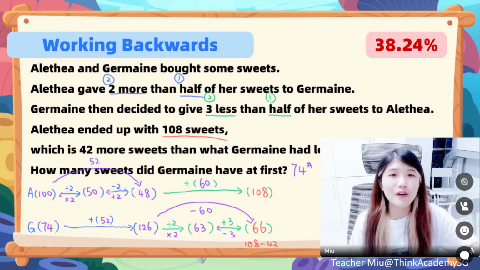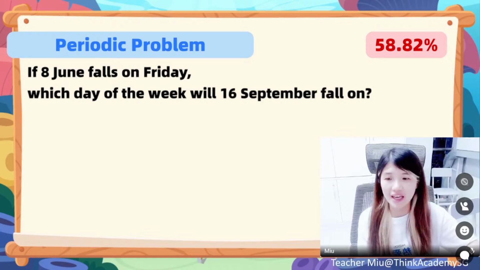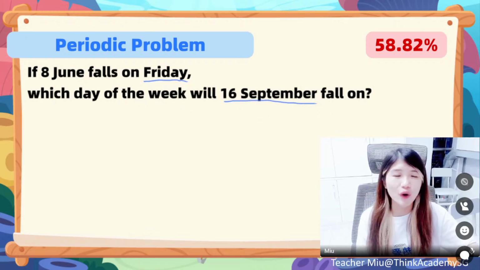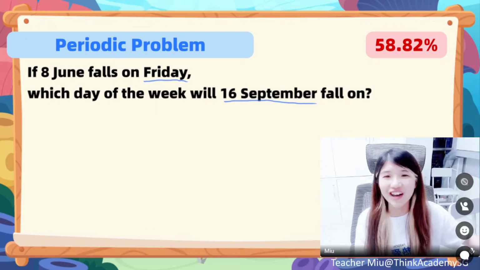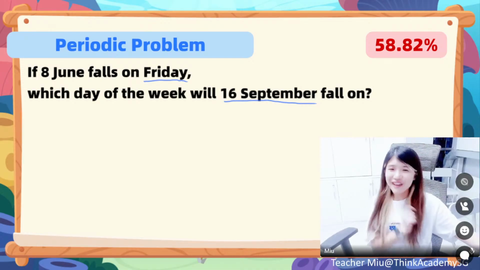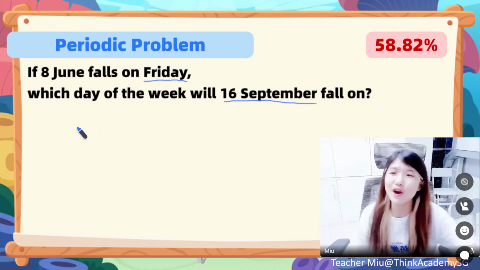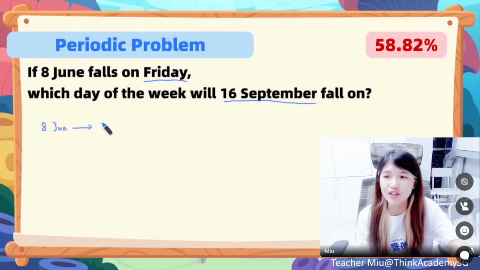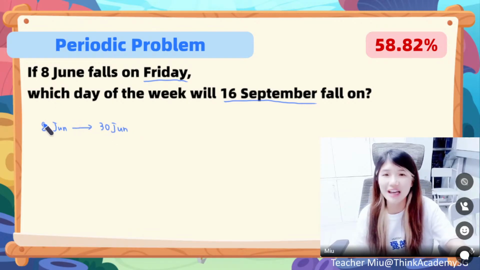After that, we also have some periodic problems, like say if June the 8th falls on Friday, which day of the week will 16 September fall on? Oh, this question we only got more than 58% correct. Very difficult, right? First, you need to know how many days later that is. So starting from June all the way to the last day of June, which is 30 of June, that would be 30, take away 8, that gives you 22 days later, right?